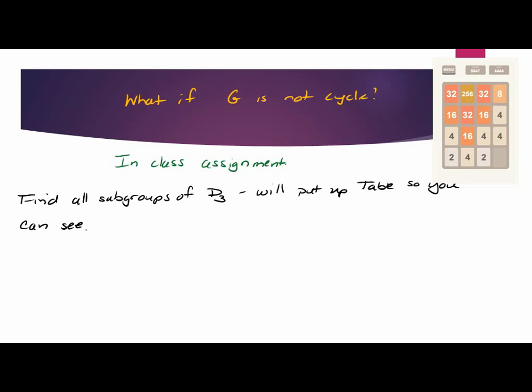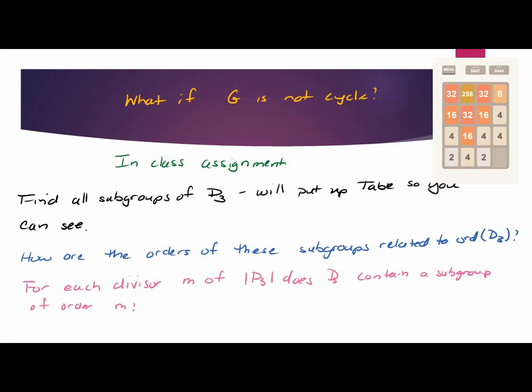But what if G is not cyclic? Well, as an in-class assignment, I'd like you to look back at D3, and I'm going to put that table back up so you can see the group D3, and then look at the order of D3 and look at how these subgroups are related.